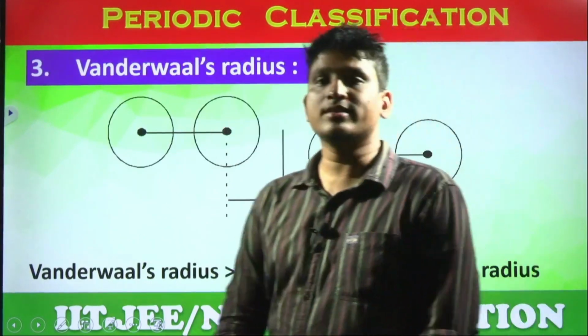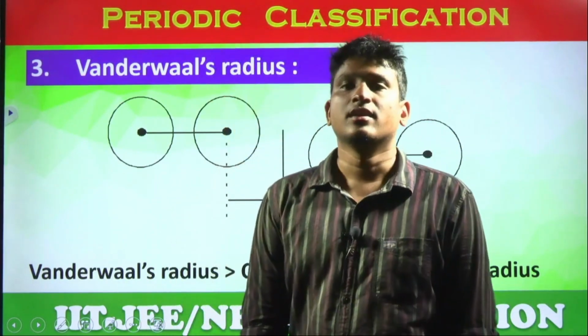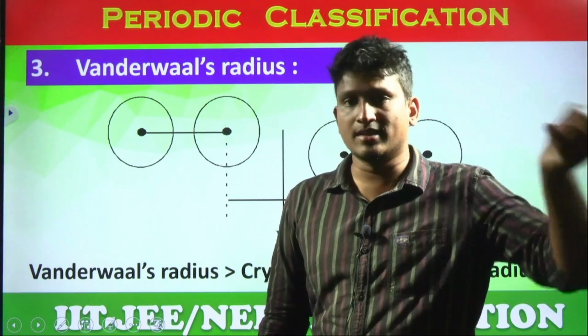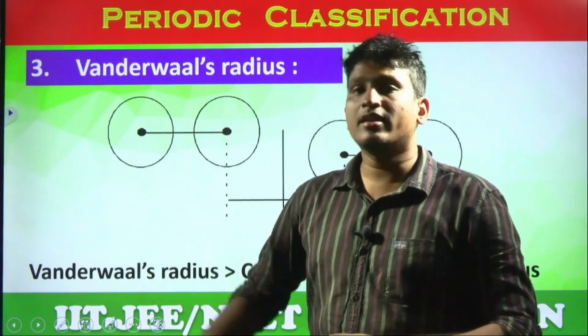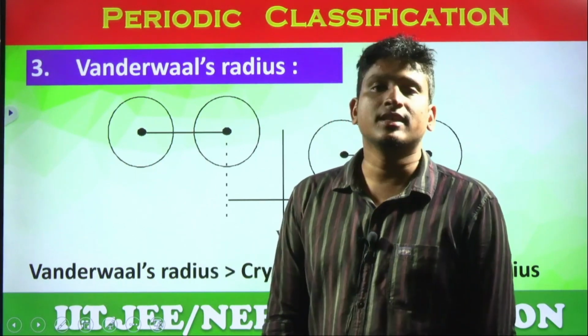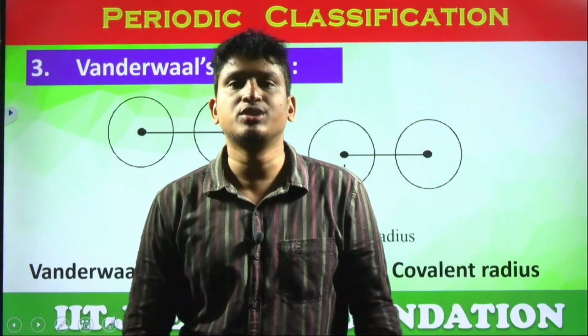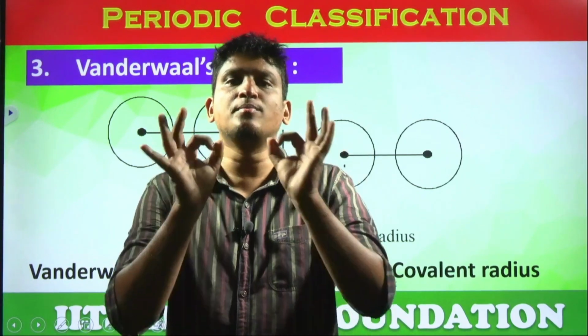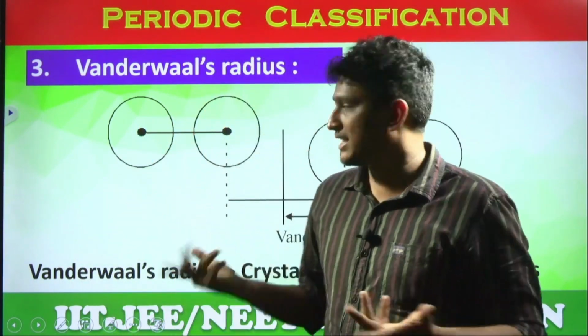Next, van der Waals radius. Students, crystal radius is mainly for metals in metallic bonding. Covalent radius is only for covalent bonding. Yes or no? Van der Waals radius is for atoms which do not bond, between the non-bonded atoms. Example, helium.